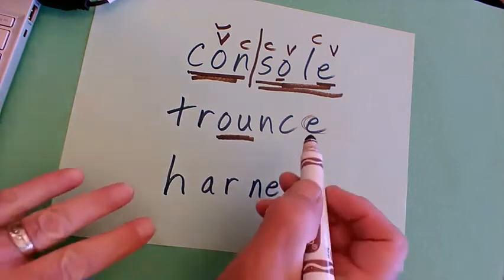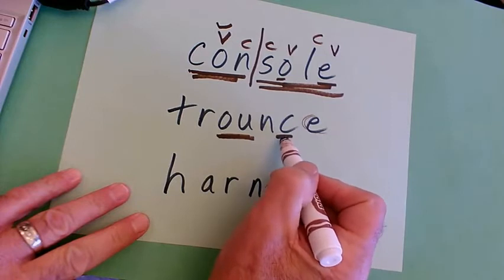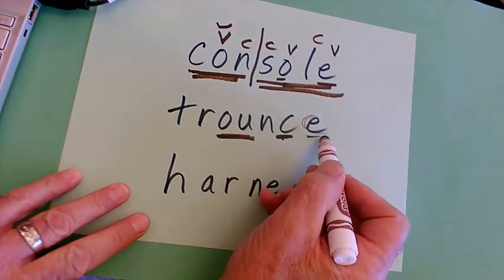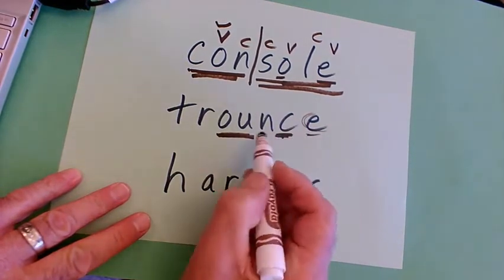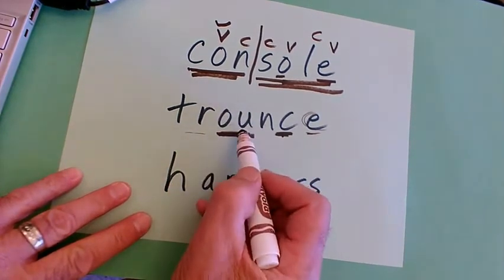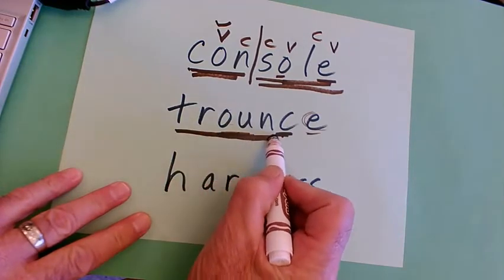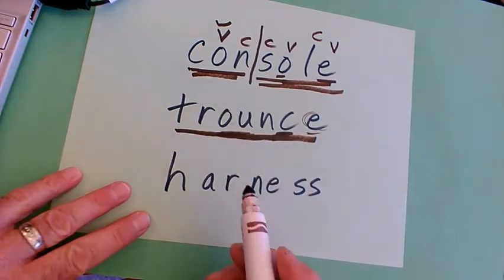And then we're also going to learn the rule for C and G. And so if a C has E, I, or Y after it, it has an S sound. So then we're going to know this C has an S sound. So we put all those letters together. We're going to try the OW sound first. That's the most common sound for OU. So trounce. Trounce is what that word is.